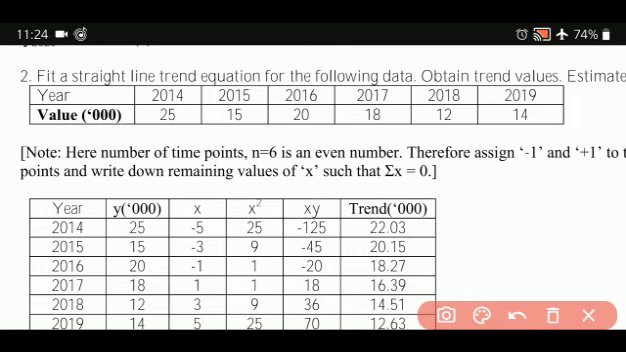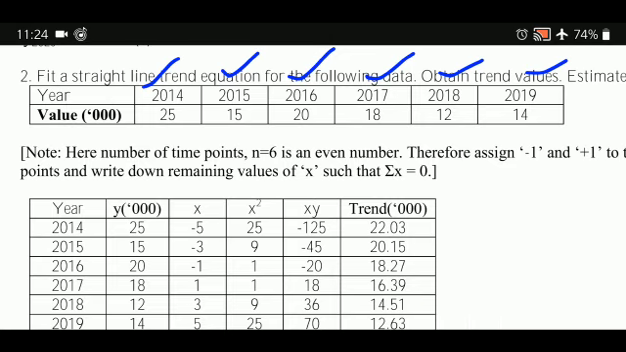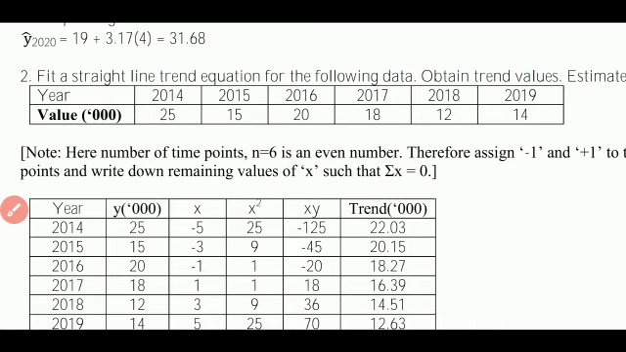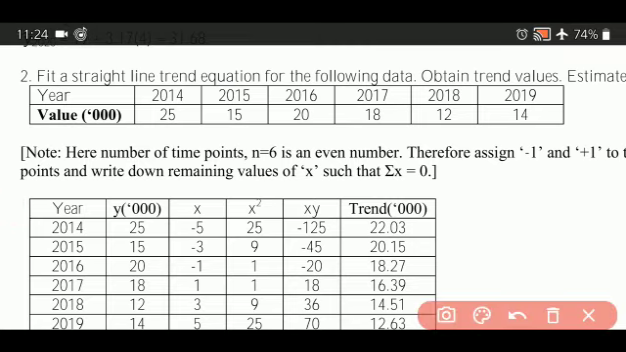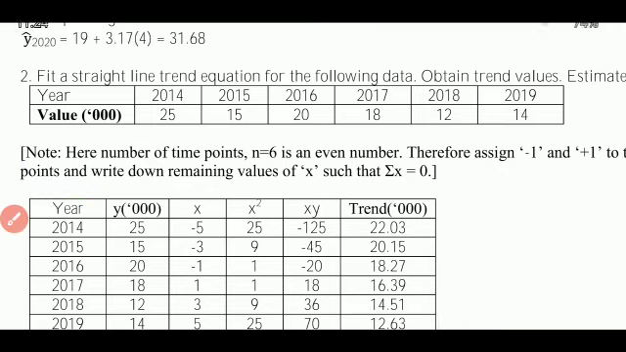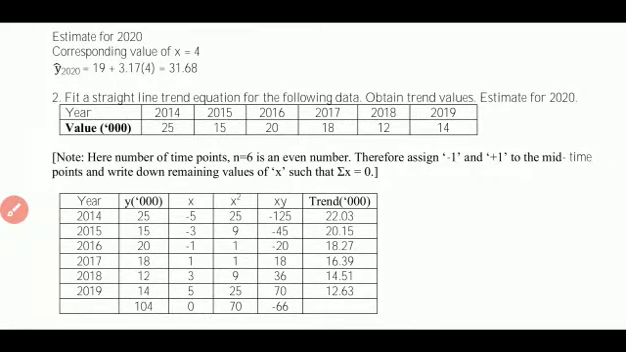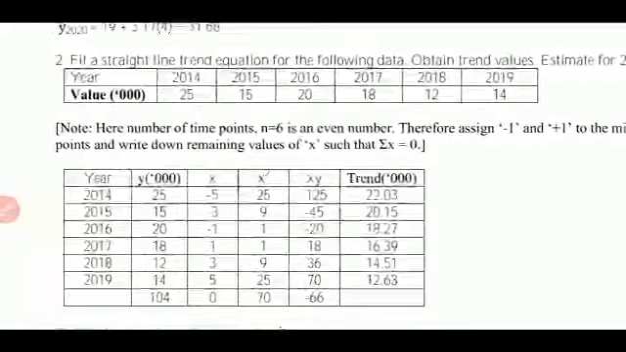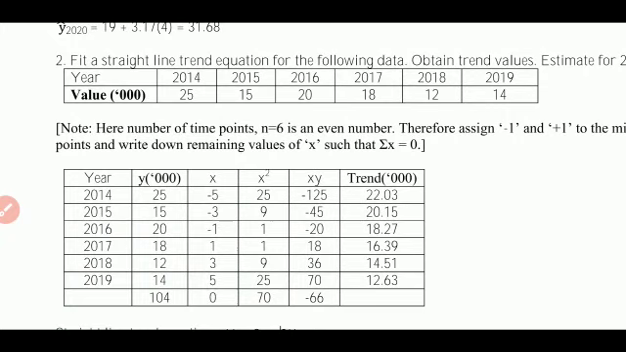Let us check how many observations are there. 1, 2, 3, 4, 5 and 6. It's an even number, so n is an even number. You need to make a change for the even number. Now what is the note given here? They say that here the number of time points n is equal to 6, an even number. Therefore assign minus 1 and plus 1 to the mid time points and write down the remaining values of x such that summation x is equal to 0.